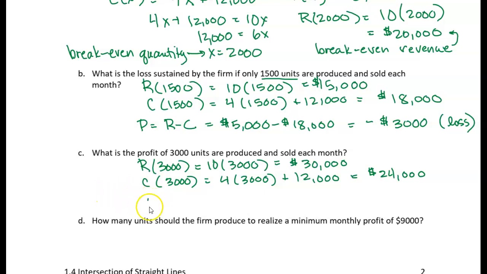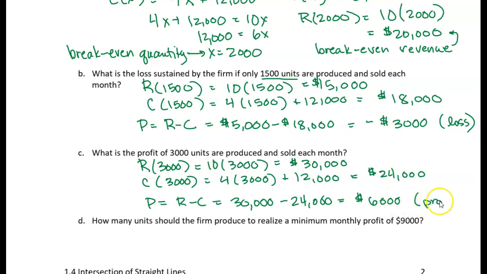All right. So then the profit, again, is just the revenue minus the cost. So we're going to get $30,000 minus $24,000 gives us a positive, in this case, $6,000. So this is a profit. That's a good thing. So we have a profit now. It's a positive profit. Negative profit would be loss.